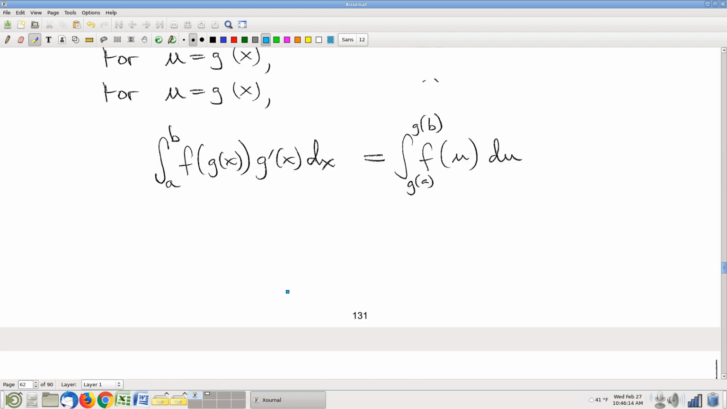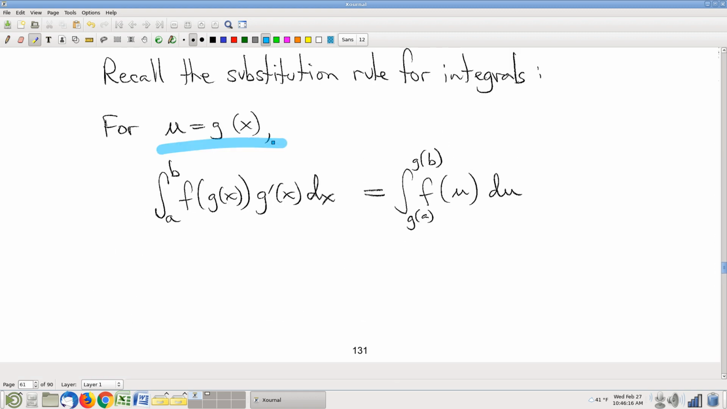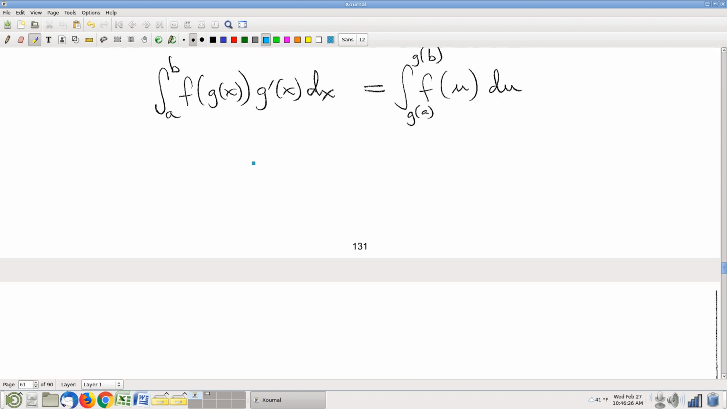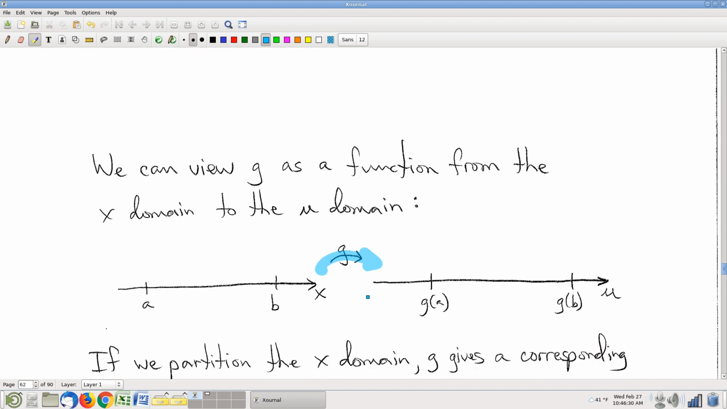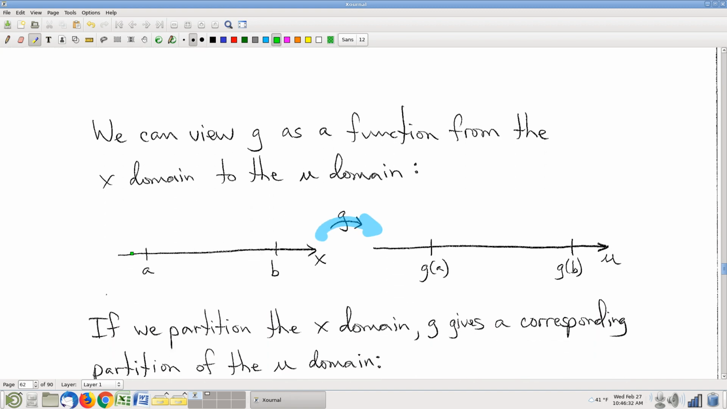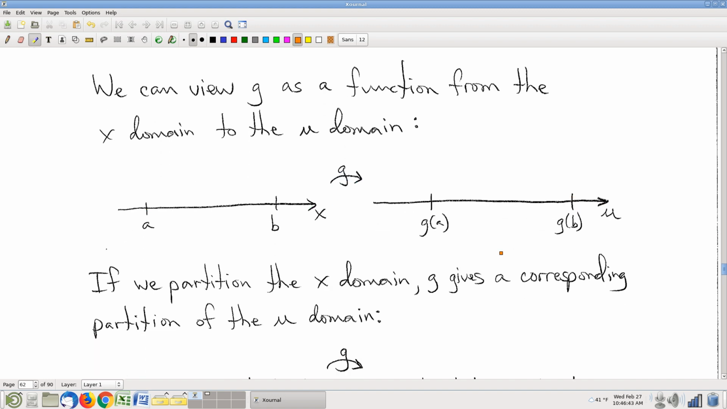So let's think of g not just as an algebraic tool, but as a function that's literally taking points on the x-axis over to points on the u-axis. Here's g, and it takes x values and returns u values. And let's start talking about how I would do an integral.